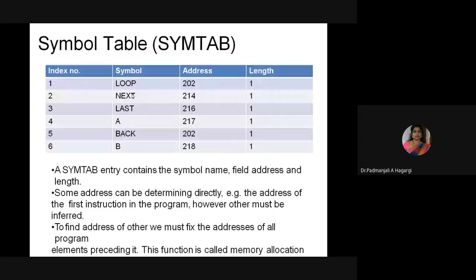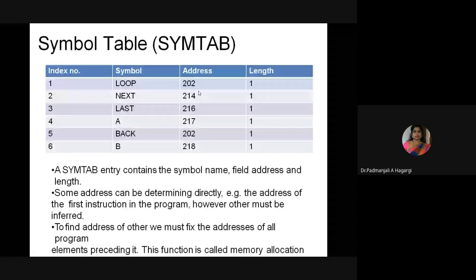And for this symbol table, what address specification? They were situated in the location counter. The symbol table contains the index, the number of symbols, their address, and their length. So the symbol table is an entry which contains the symbol names, field address, and their length. Some addresses can be directly determined, like for example the first instruction in the program.